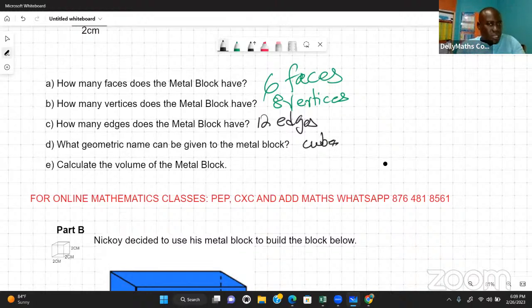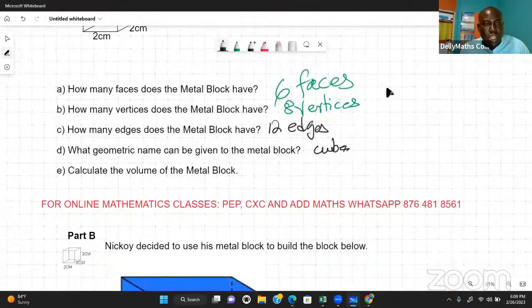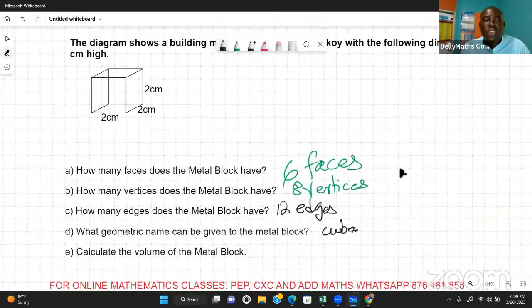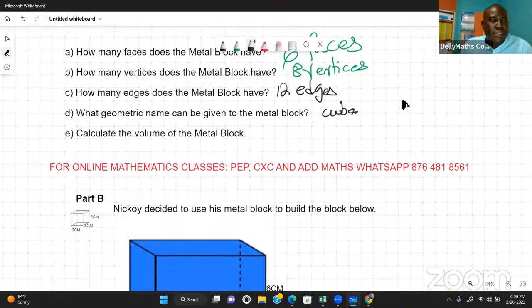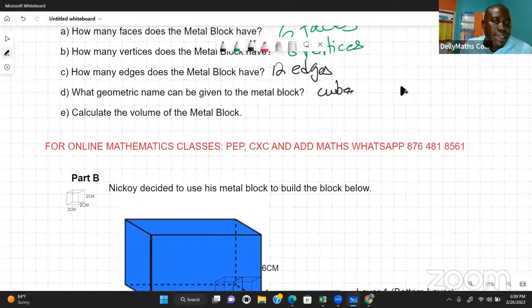So now the questions are going deeper. We just identified what solid we're dealing with, a cube. And all cubes have the same dimension. So you're looking at a 2 by 2 by 2, that tells you it's a cube. The dimension is the same, so it goes all the way around like that. Now the next question says, calculate the volume of this block.